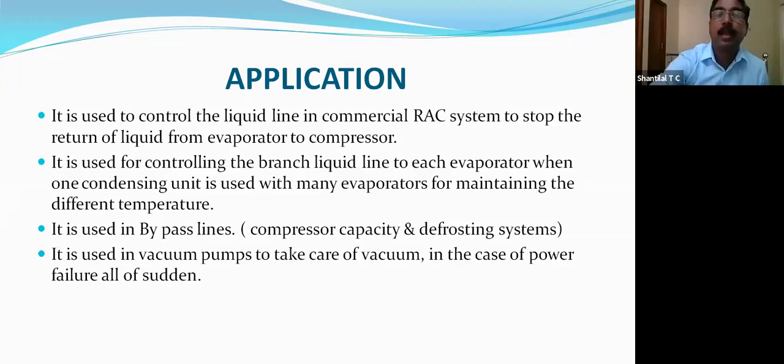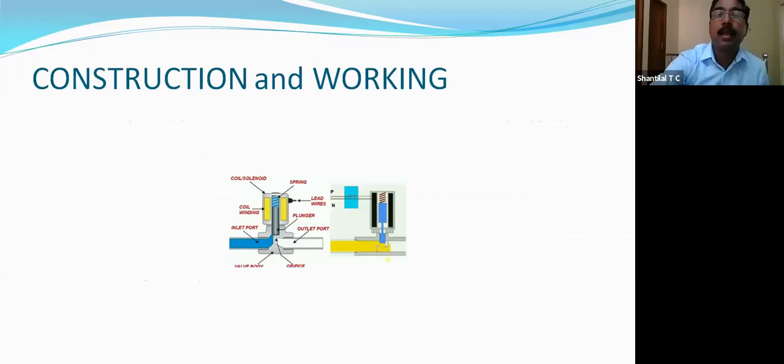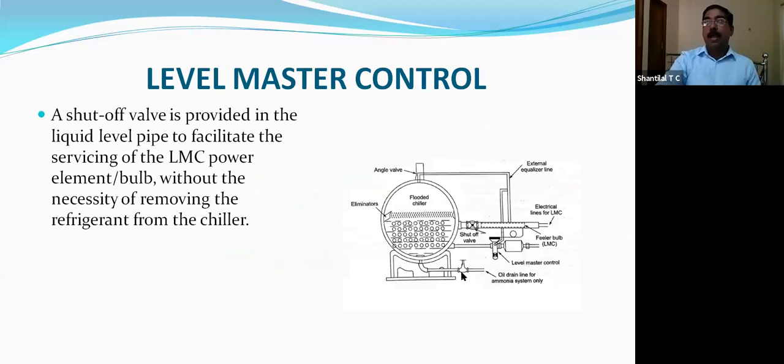The level master control is an advanced or modified version of the thermostatic expansion valve. It works similarly, but here an additional electric heater is incorporated with the sensing bulb, and the pipeline is connected to the chiller level. So when the level decreases, heating will be more, the valve opens more, and more liquid flows into the chiller. When the chiller level increases, the heating will decrease, the temperature also decreases, and flow will be reduced. In this way, the level is maintained.